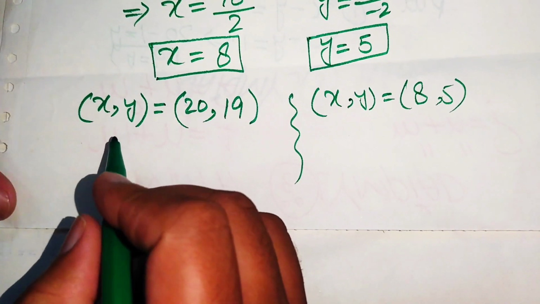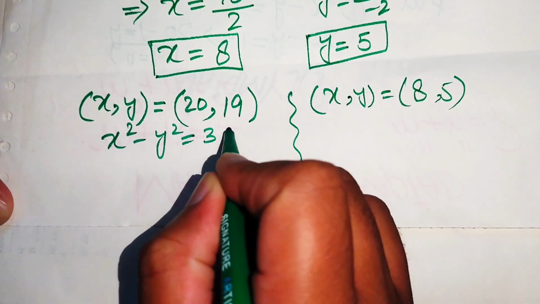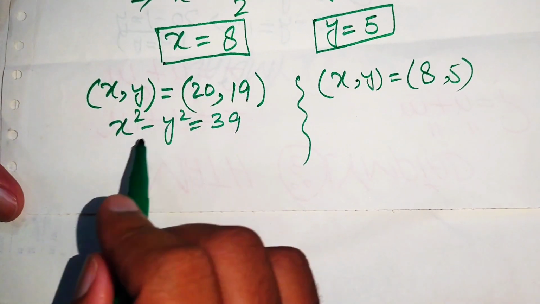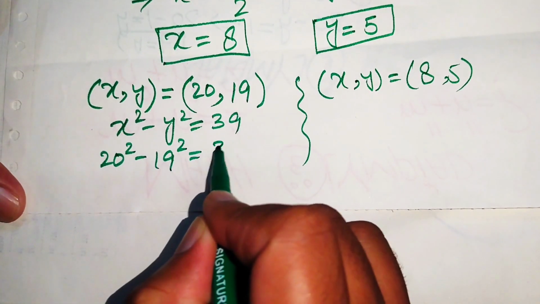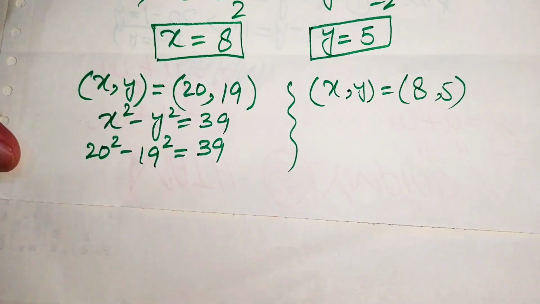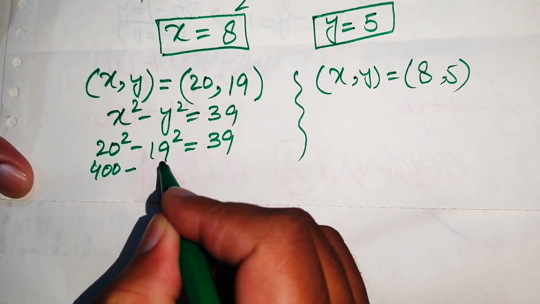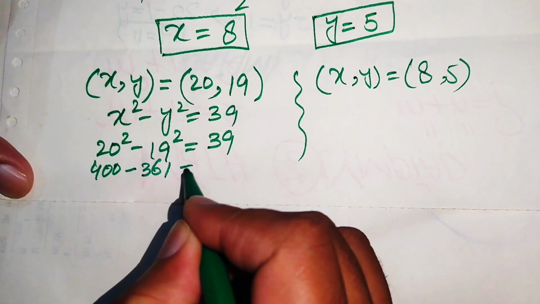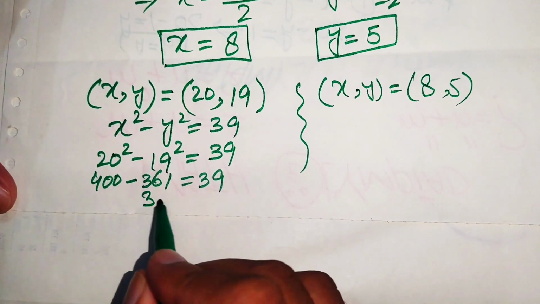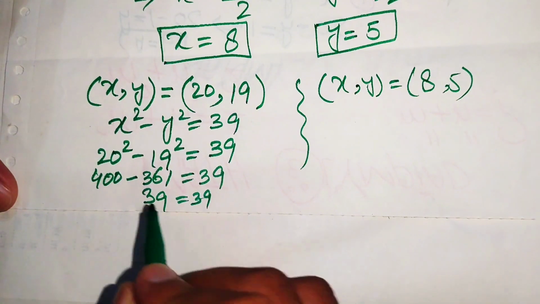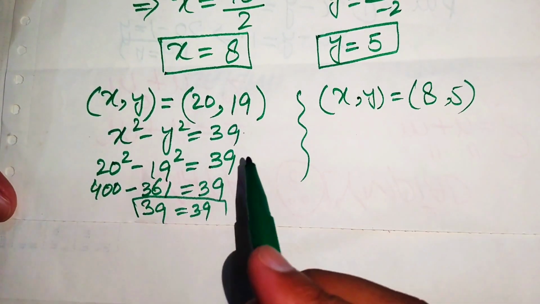Our given question statement is x square minus y square equals 39. So here we substitute the values of x and y and you get 20 square minus 19 square equals 39. We know that the square of 20 is 400 and the square of 19 is 361, and when we subtract 400 minus 361, it is equal to 39, equals 39. So this shows that x and y being 20 and 19 satisfies our given question statement.